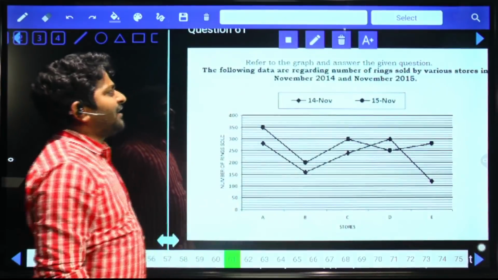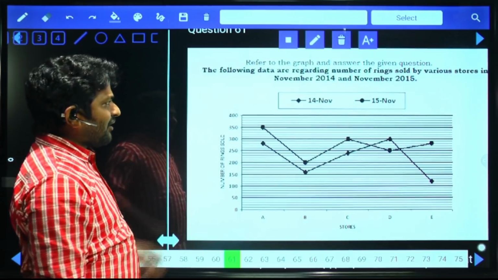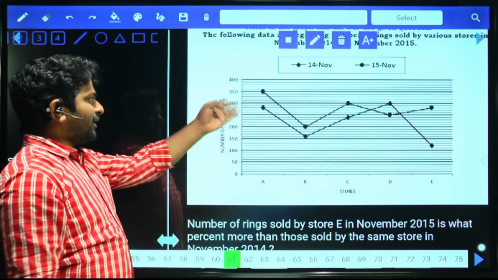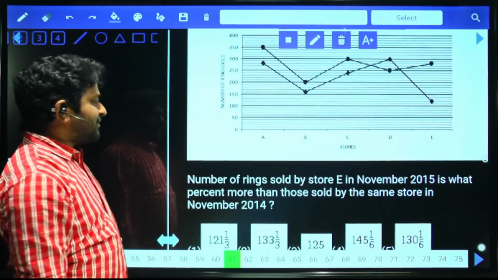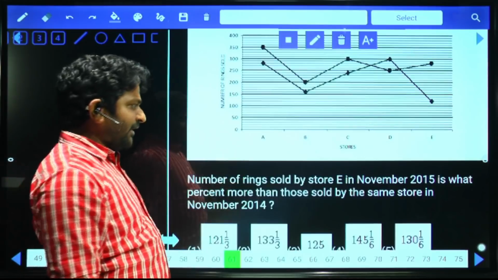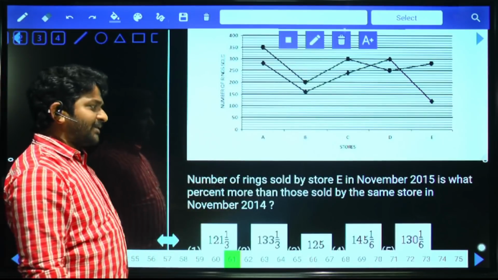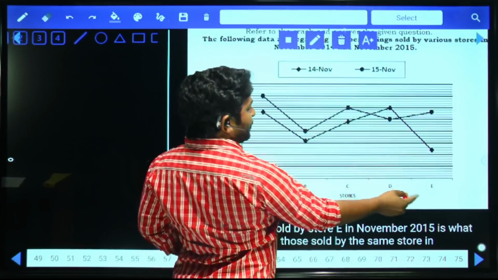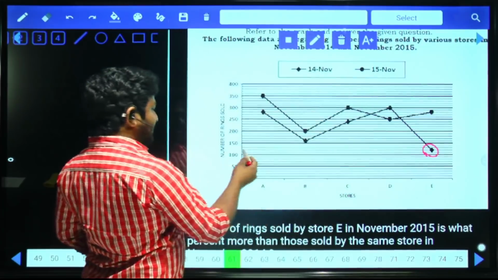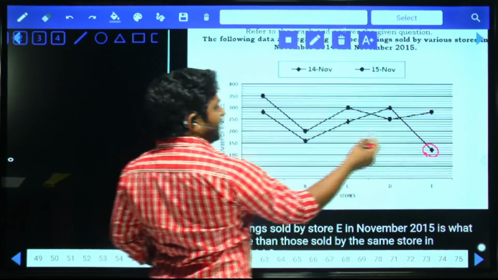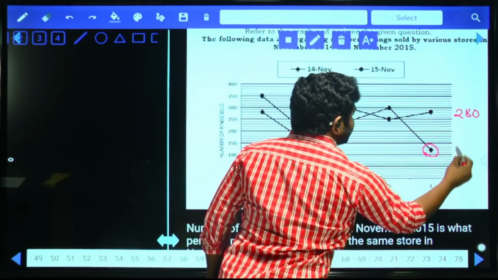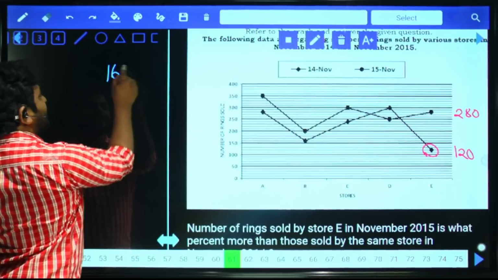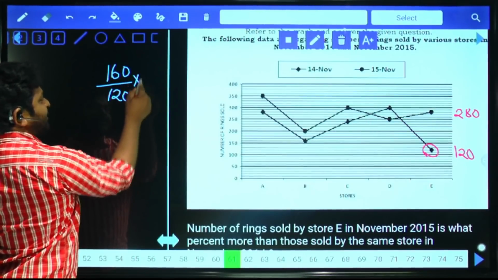The data is regarding the number of rings sold by various stores in November 2014 and November 2015. Stores A to E, we have 5 stores. The number of rings sold by store E in November 2015 is what percentage more than those sold by the same store in November 2014? For E in 2014, the value is 120 and in 2015 it is 280. What percentage more? That's your question.